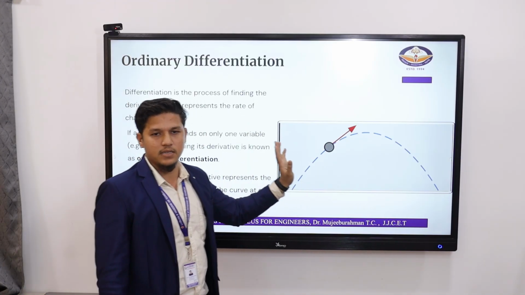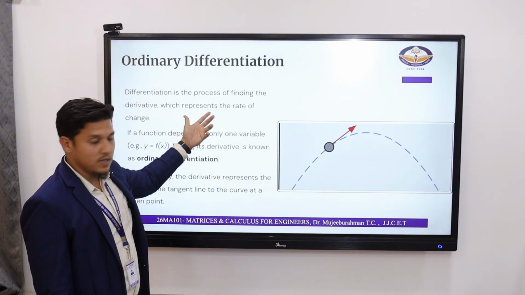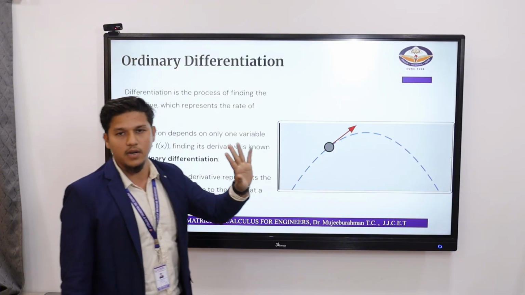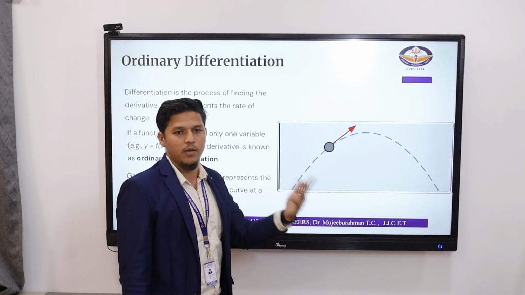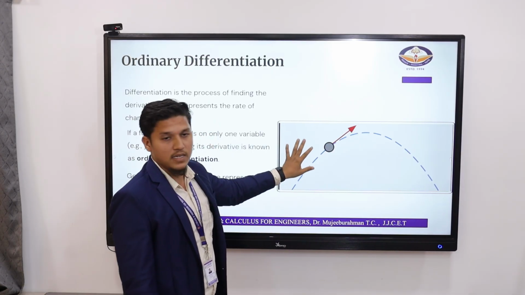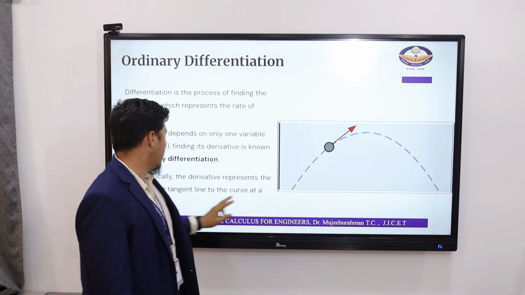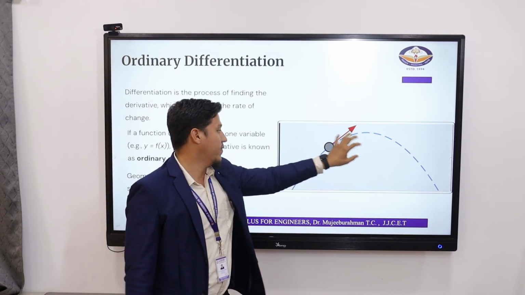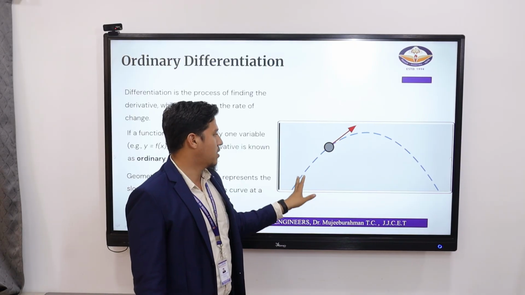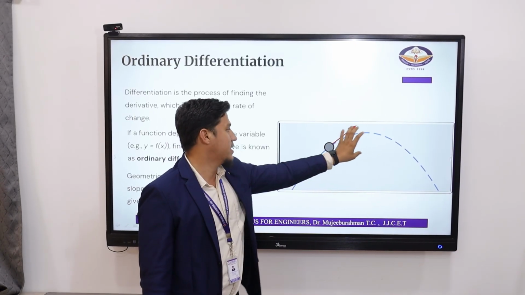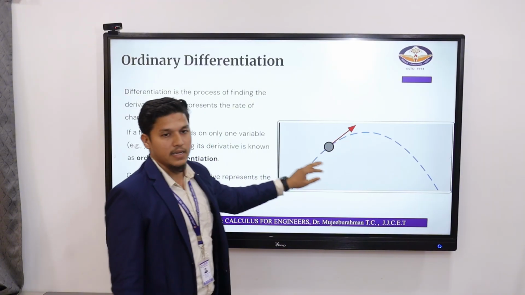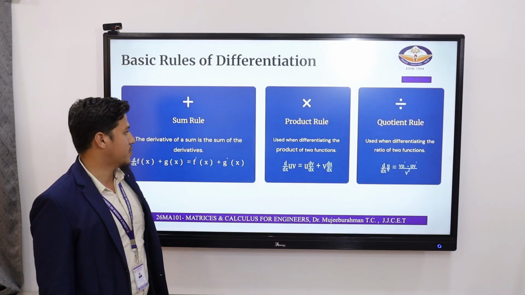So ordinary differentiation is nothing but a rate of change, but only on one variable. But when we go to partial, it will be more than one variable, we will discuss later. So first, understand that ordinary differentiation is only on one variable. Okay, so this is the pictorial representation where we are just throwing something. There is a rate of change in the trajectory and it is calculated using differentiation concepts.